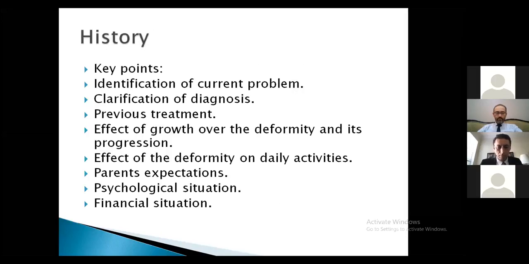History, the key points are identification of the current problem, clarification of diagnosis, previous treatment, effect of growth over the deformity and its progression, effect of the deformity on daily activities of the child, parents' expectation, psychological situation of both patient and their parents, then the financial situation of the family.